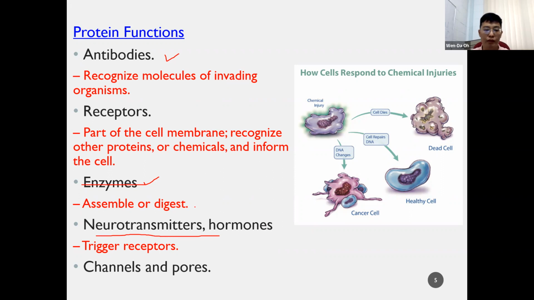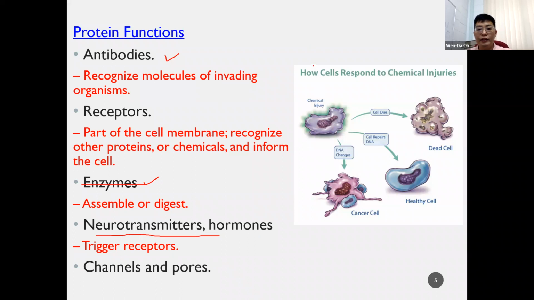Hormones is also specialized cell, like for instance, thyroid, right? Thyroid hormones produce it in your thyroid. So all those cells, they are triggered to produce these hormones. And then after that, the hormone itself is a trigger receptor. They trigger other parts of the body. And we have channels and pores.